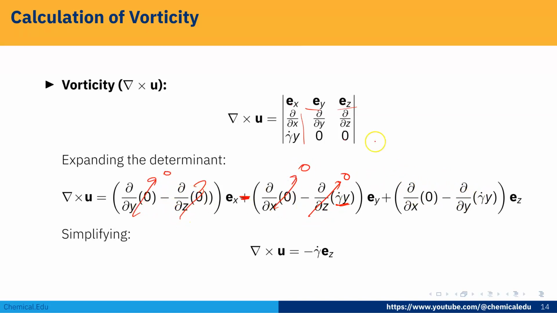And now here ez, so this and this will not come into the picture. So ez into dou by dou x of 0, minus dou by dou y of gamma dot y. That is a function of y, so if we do that differentiation, we get only gamma dot. So now the vorticity, nabla cross u, is minus gamma dot ez. So that we'll get. Now we have to find the rate of deformation.